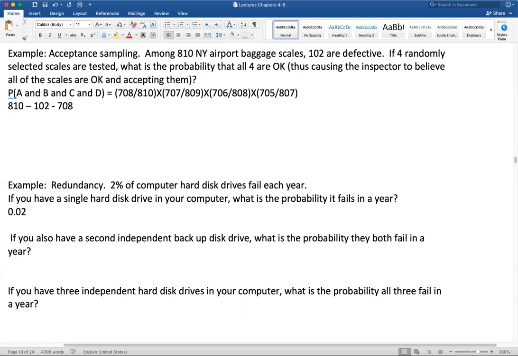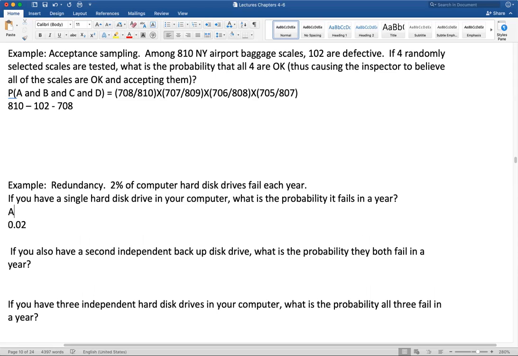And then you have only one hard disk drive, so it means that we'll deal with only one single event. That event means that the single hard disk drive in your computer fails in a year. So that's going to be 0.02, right? So in this case, A is the what?